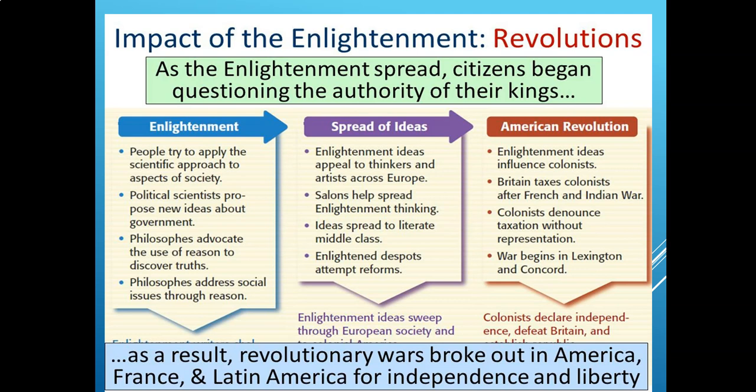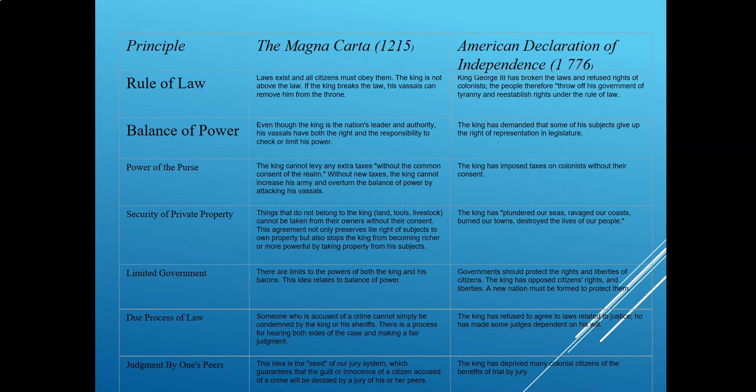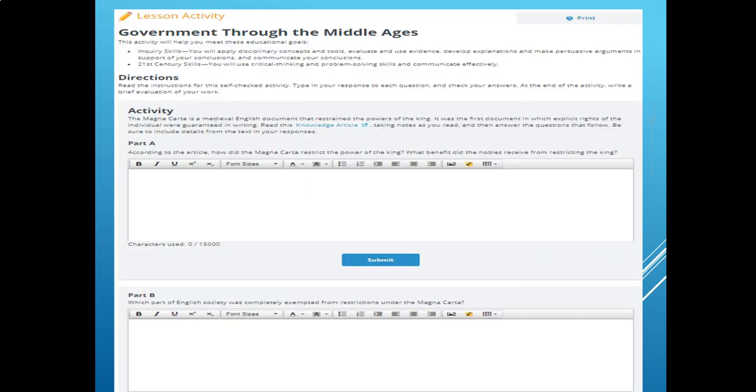This included the United States Revolution primarily, and then the Haitian Revolution, and then you had revolutions in South America, revolutions in France. So Enlightenment ideas brought a whole bunch of changes to the entire world. And here you can actually stop the video and read over this, the similarities and differences between the Magna Carta and the American Declaration of Independence of 1776.